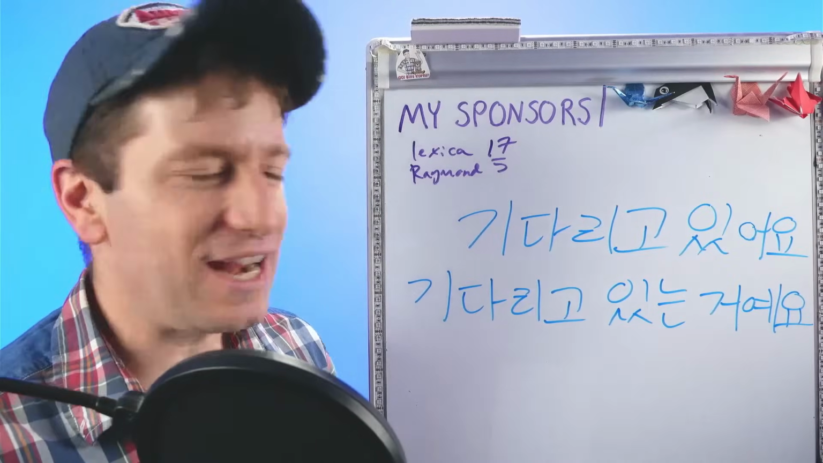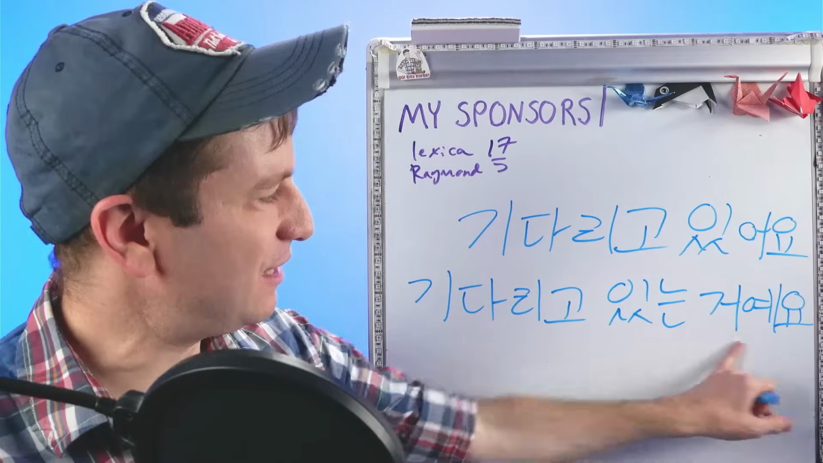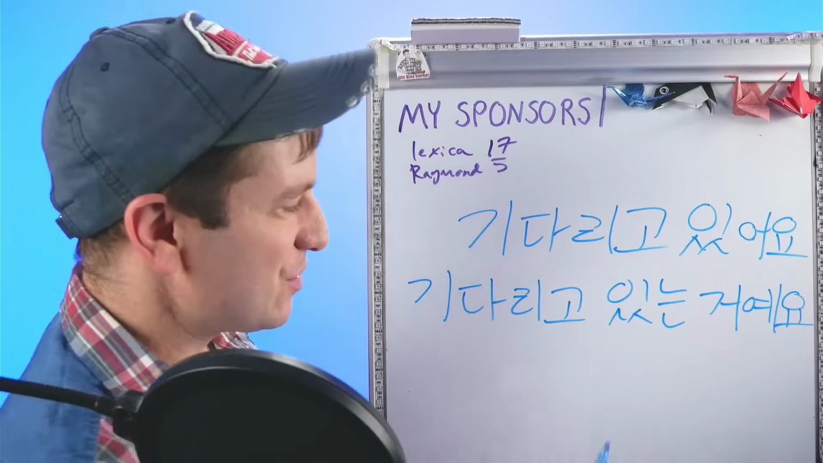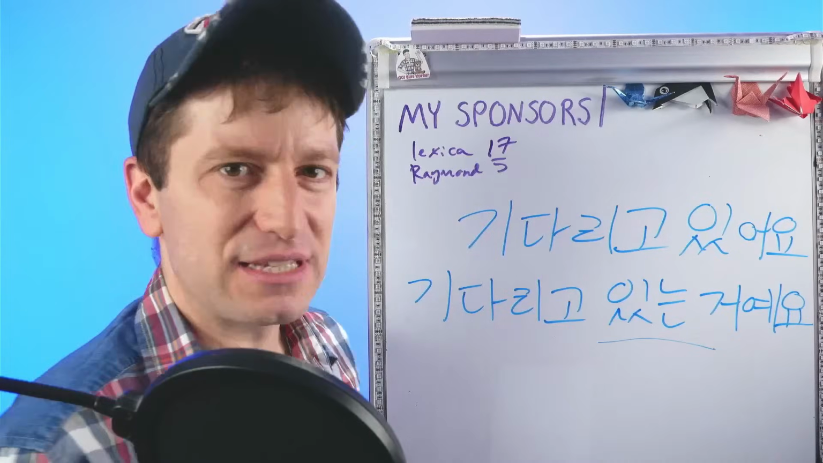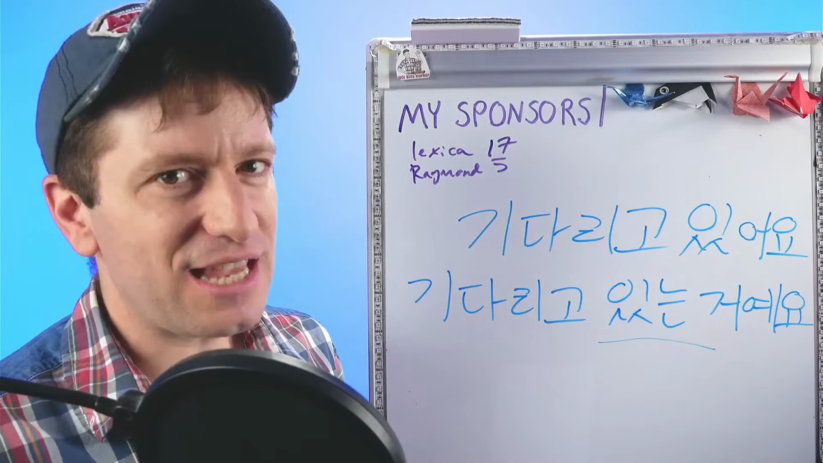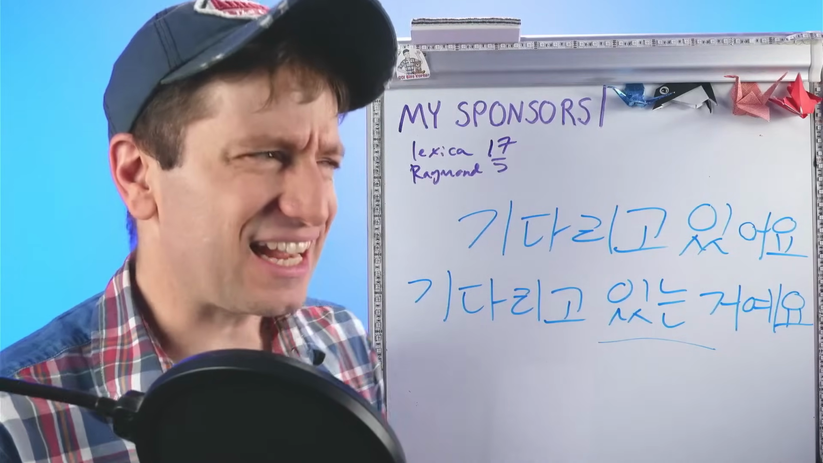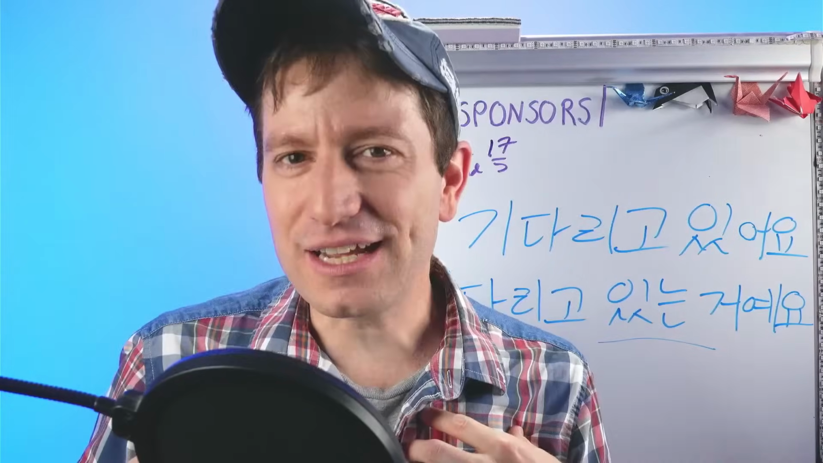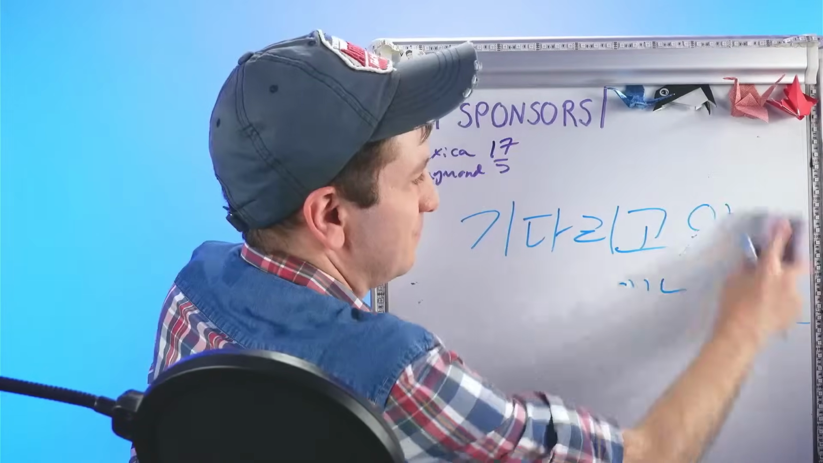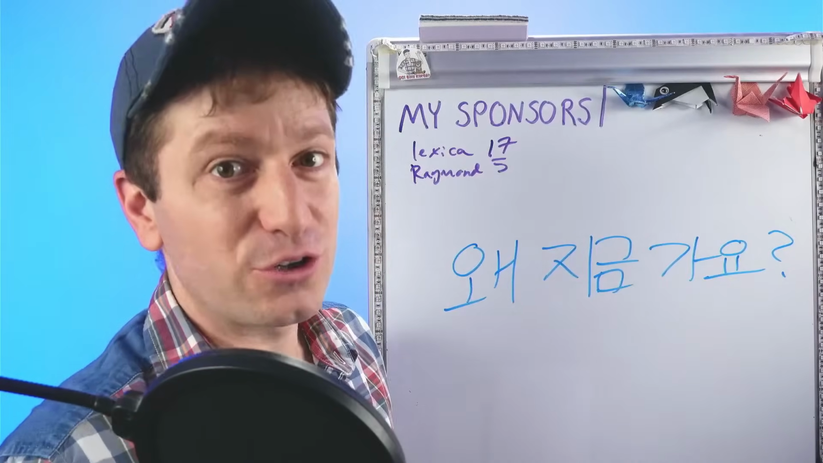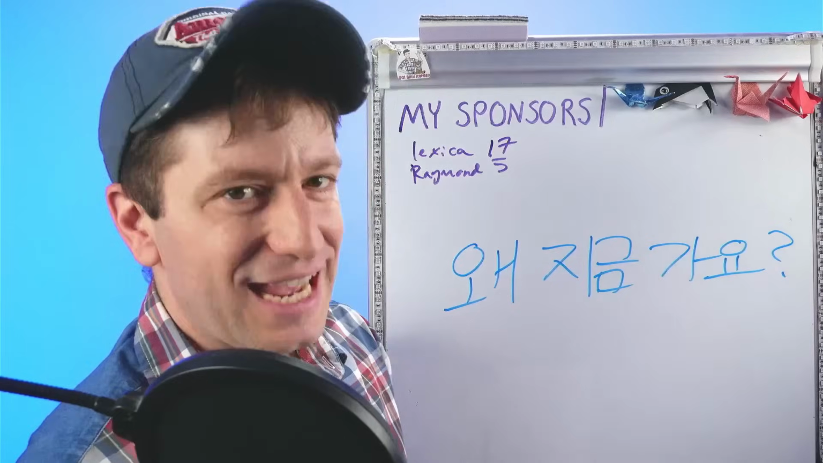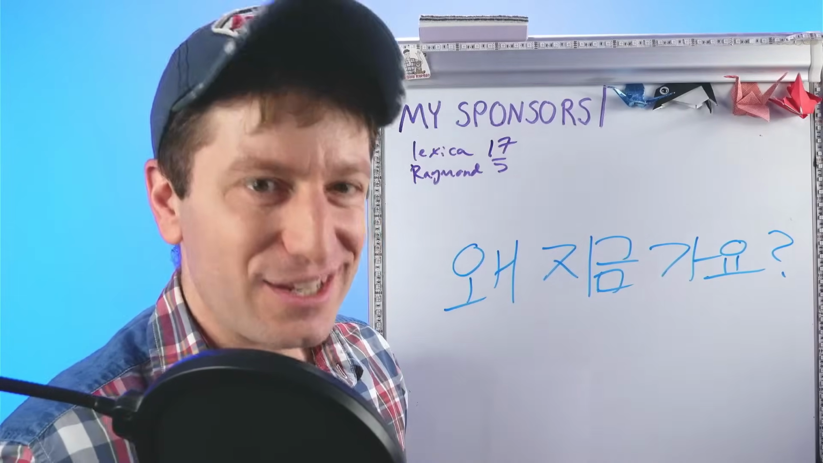So let me do another example sentence. 기다리고 있어요. I am waiting versus 기다리고 있는 거예요. I am waiting. So here, 있다 becomes 있는. So both the same sentence, but the second one, 기다리고 있는 거예요, it's like saying, not just like I'm waiting, but like, hey, what am I doing? Well, I'm waiting. 왜 지금 가요? Why are you going now? You can answer this question in a variety of ways.